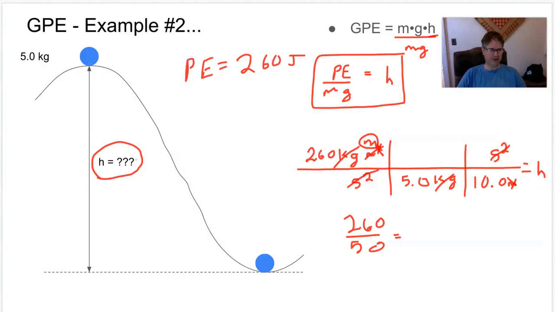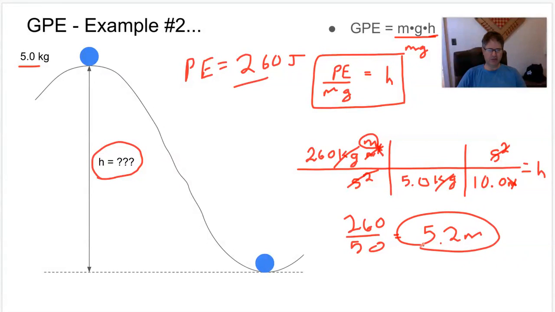I'm going to do this out. So 260 divided by 50 equals 5.2. So let me grab my pen tool back here. And now, how many sig figs? I have 2 sig figs here. I had 2 sig figs in here, so I can actually report 2 sig figs. This works out to 5.2 meters.